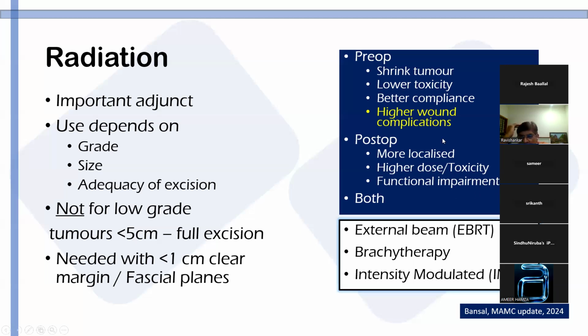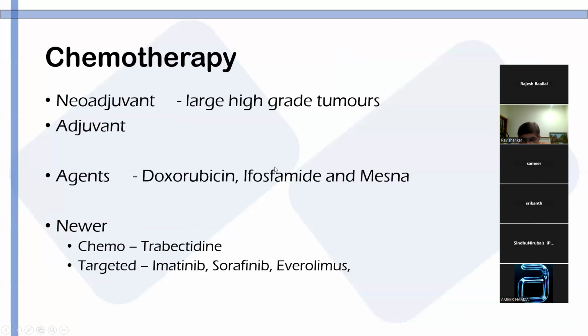And in certain situations for downstaging and advanced tumors, you can give both pre-op and post-op radiotherapy. All right. Chemotherapy can be given in neoadjuvant or adjuvant situations. Most of the time, doxorubicin, ifosfamide, and mesna are the medicines that are given.